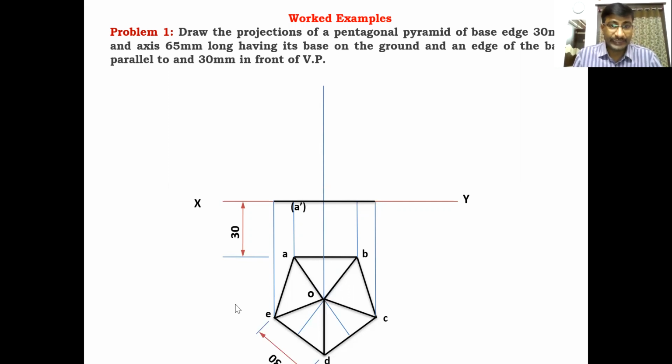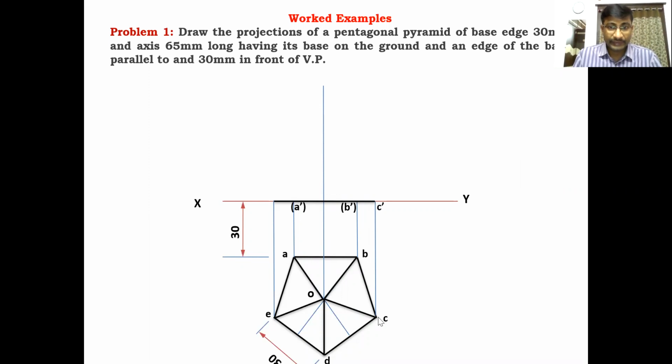And this is A dash, which is invisible when looking from this side. In this solid, these 2 corners are invisible corners, and these 3 corners are visible corners when looking from this side. Along with the apex point O, these 3 corners are visible, and these 2 corners are invisible. Clear? So that's why I am placing A dash in brackets, that is the front view of A, and next B dash, that is the front view of B.